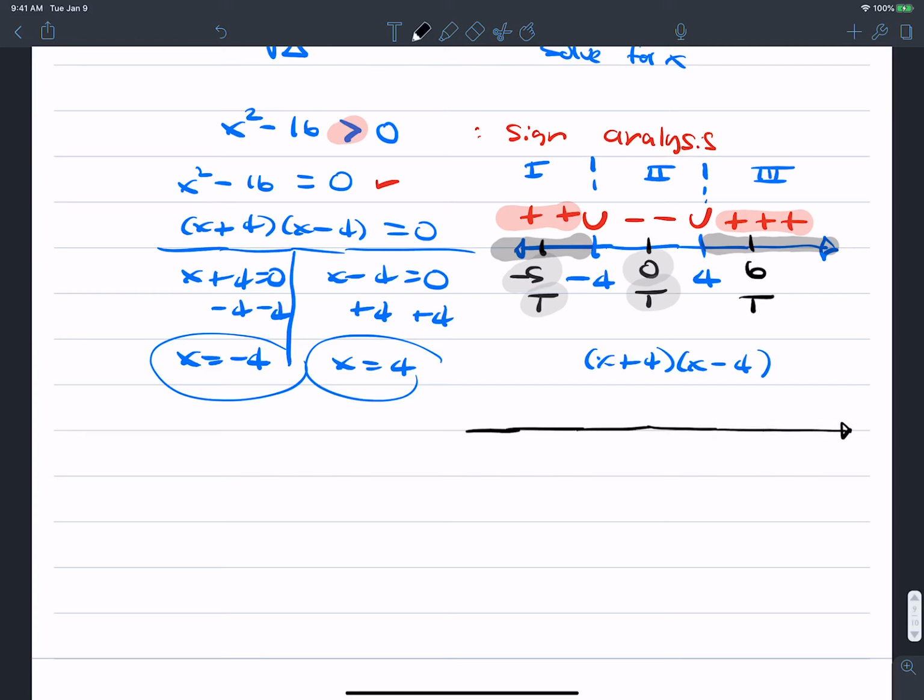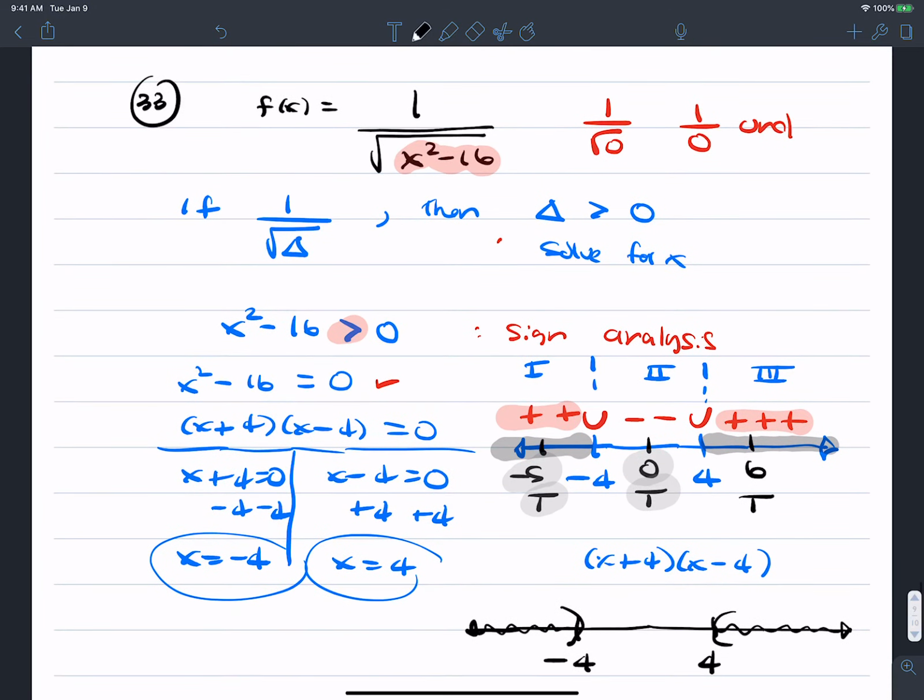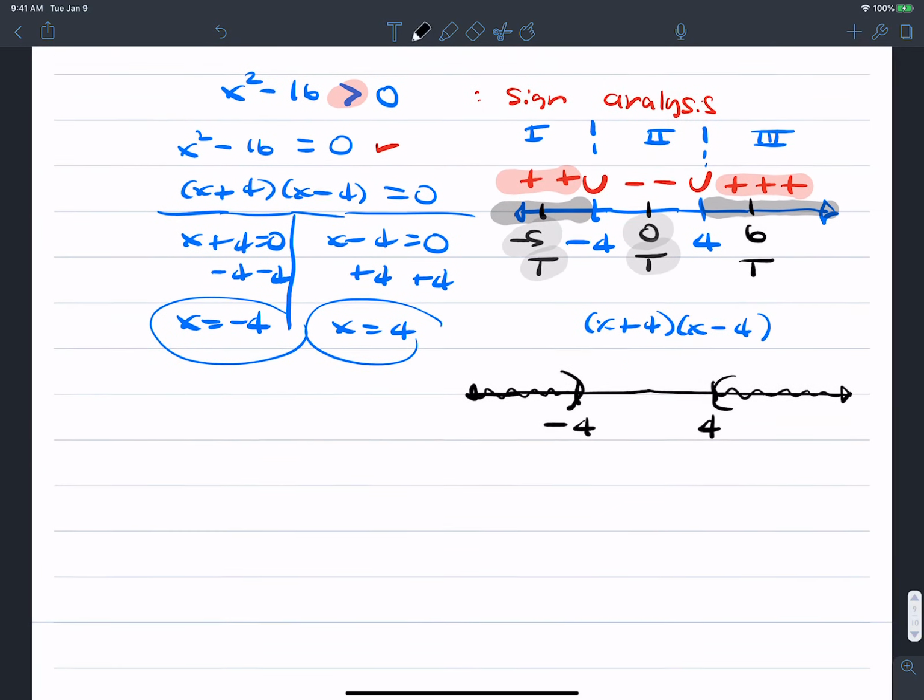So when I draw my real number line, I know only numbers strictly to the left of -4, I've got to put a parentheses. That means don't include -4. If I did that, I get a fraction that's undefined. Positive 4, shade numbers to the right. And again, use a parentheses, because if I use 4, I get a fraction again up here that will be undefined. This is what we're talking about. We can't have that. So you're looking at the domain.